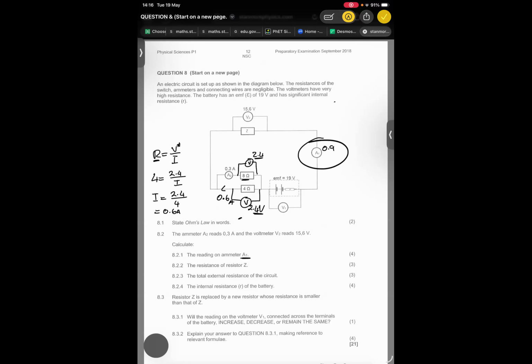So guys, who got the resistor Z? 17.2 ohms. What did you do?